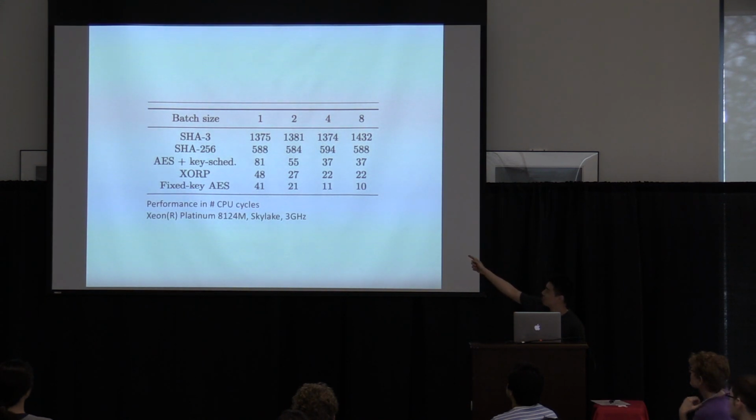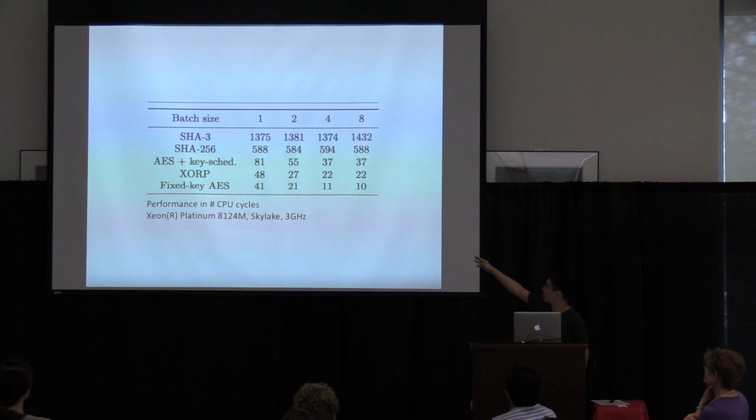So we have the performance for different hash functions, AES with the key scheduling, fixed key AES, and XORP. XORP is a recent work that shows that if you have two random permutations and you XOR them, that's a random oracle of the same size. All the numbers are shown, and this XORP is instantiated using two fixed key AES.